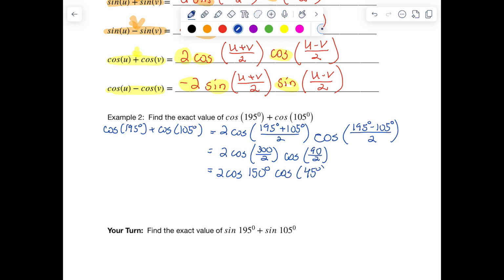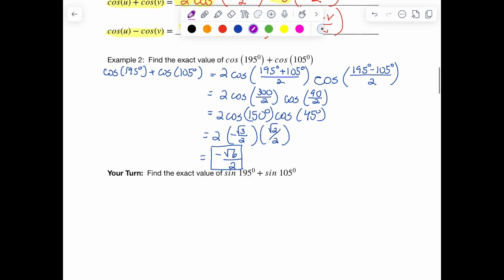So now I'm going to look at my unit circle and figure out what the cosine of 150 degrees is. That's in quadrant 2 and has a reference angle of 30 degrees. So it's going to have the same value as cosine of 30 degrees, but it's going to be negative because cosine is negative in quadrant 2. And cosine of 45 degrees is going to be root 2 over 2. Multiplying that across, I get negative root 6 over 2 as my answer.